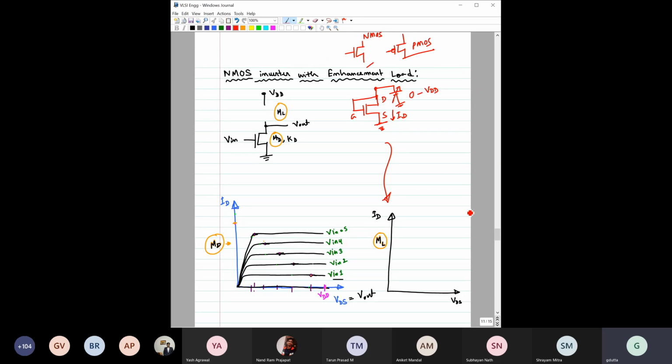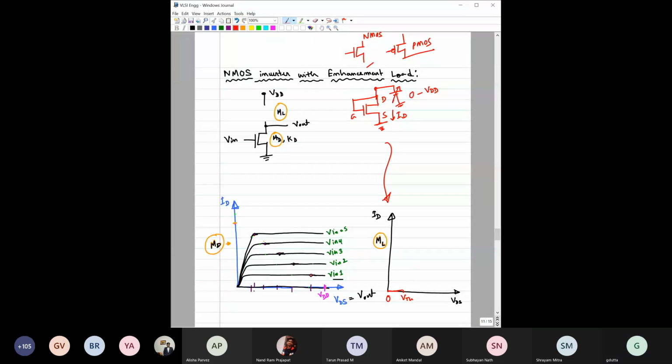So then could you please tell me, if I want to plot this ID versus VDS characteristic for this type of circuit, how does that look? We are starting from 0. Please tell me quickly. Same as a diode. It will be like a diode. Okay. So we start from 0 till, say, VTH, the threshold voltage of this MOSFET. What would be the current? 0.